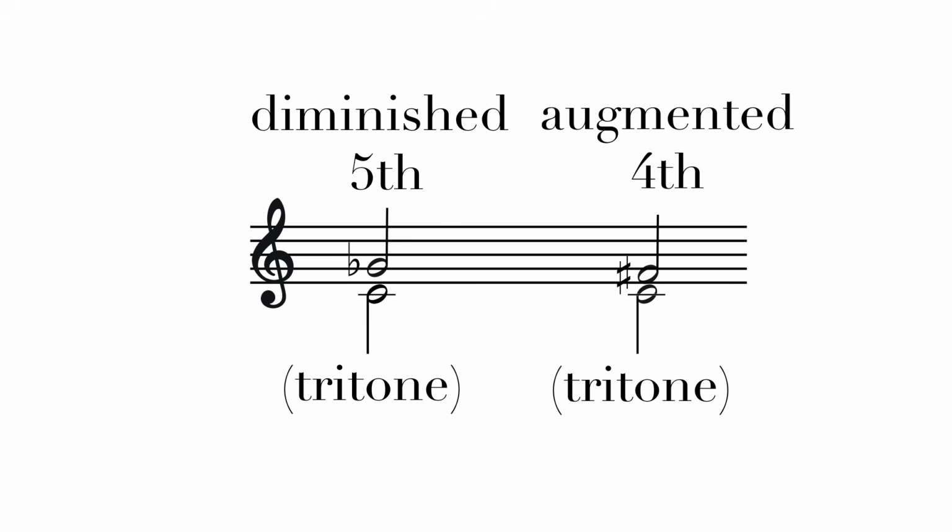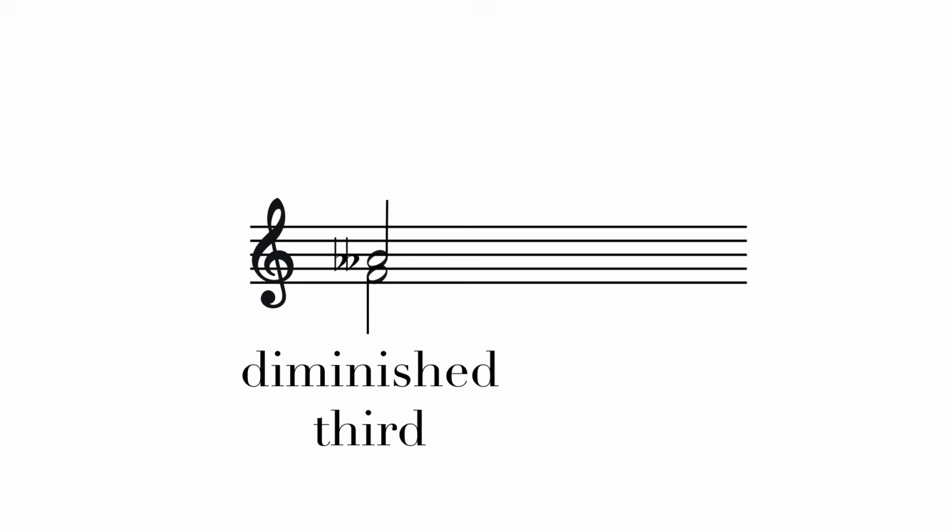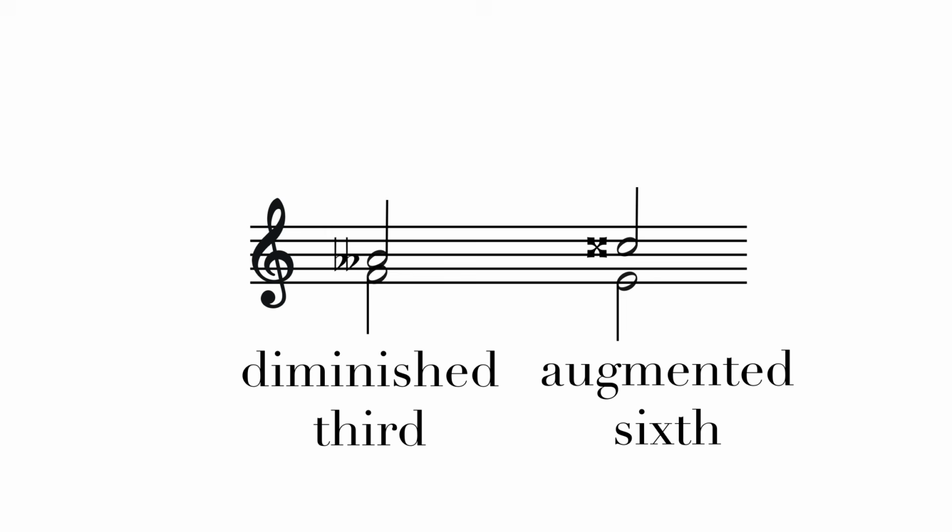However, the same applies to the other intervals. If I have a minor third and I lower it by a half step, it then becomes a diminished third. If I have a major sixth and raise it by a half step, it becomes an augmented sixth.